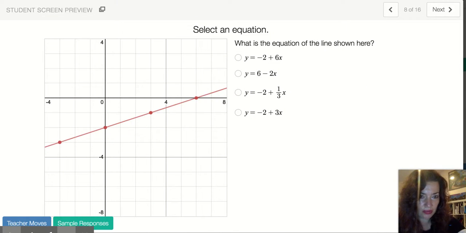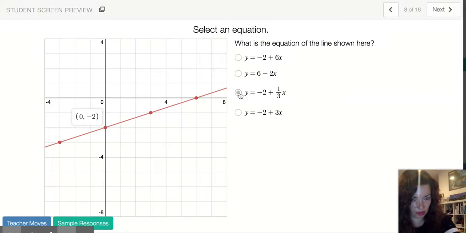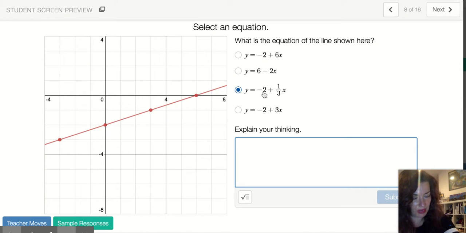What is the equation of the line shown here? All right, so the first thing you want to identify is your y-intercept. And again, the y-intercept here is 0, -2. And then our slope is up 1, right 3. So which one here do you think represents a y-intercept of -2 and a slope of +1/3? So if you said this, you are correct. This has a y-intercept of -2 and a slope of 1/3. And you can go ahead and explain that. You can say that the equation has a y-intercept of -2 and a slope of 1/3.